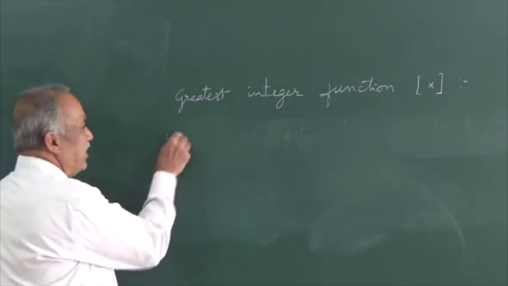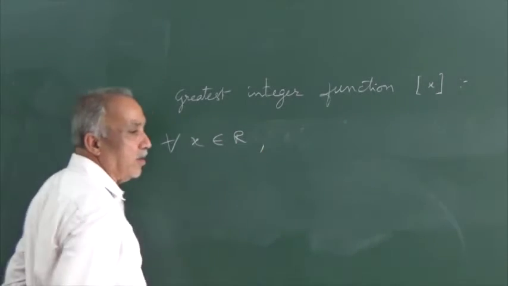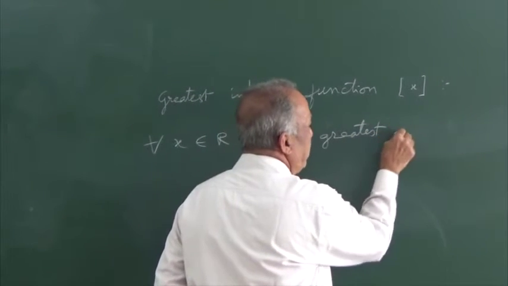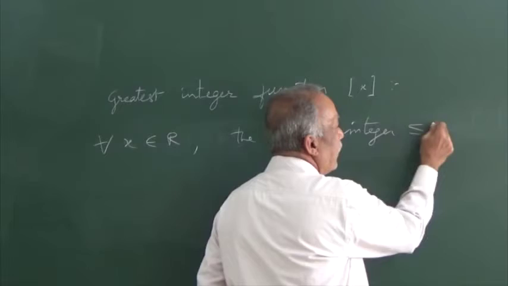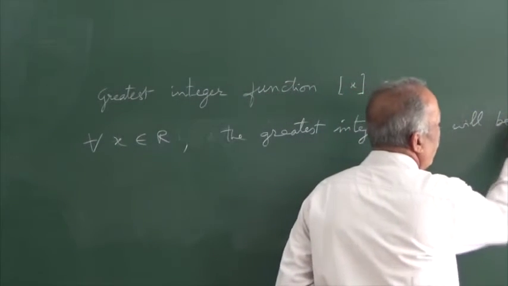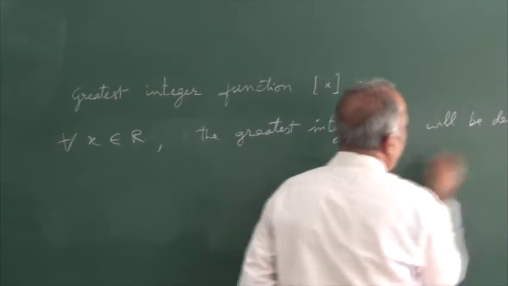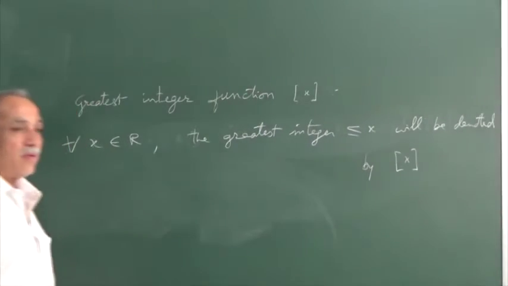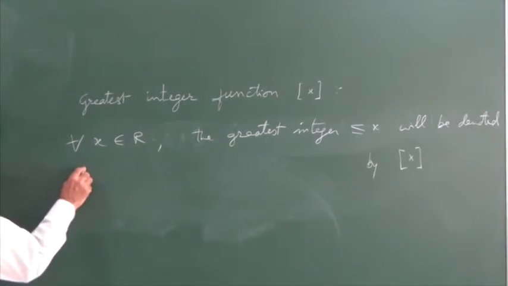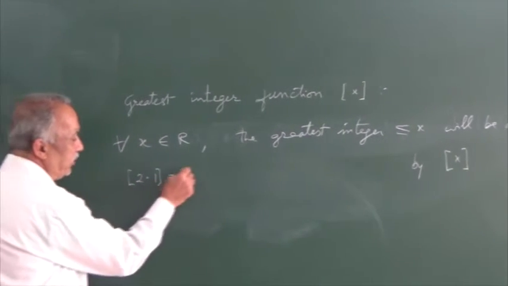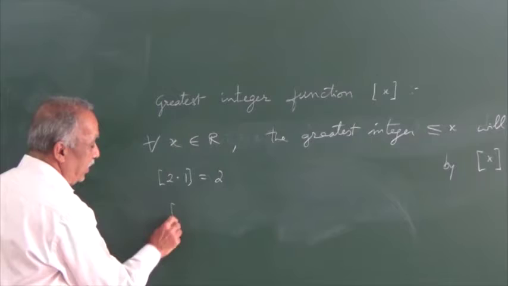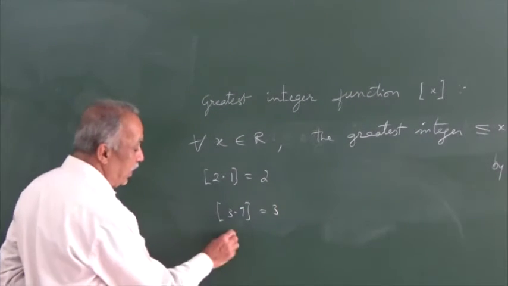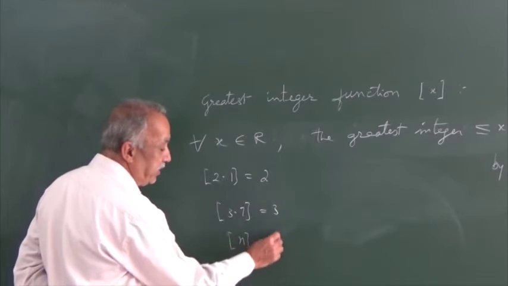For any real number x, the greatest integer less than or equal to x will be denoted by this symbol, x written within square brackets. Thus, we will have integer part of 2.1 equal to 2, integer part of 3.7 equal to 3. For any integer n, the integer part is n itself.